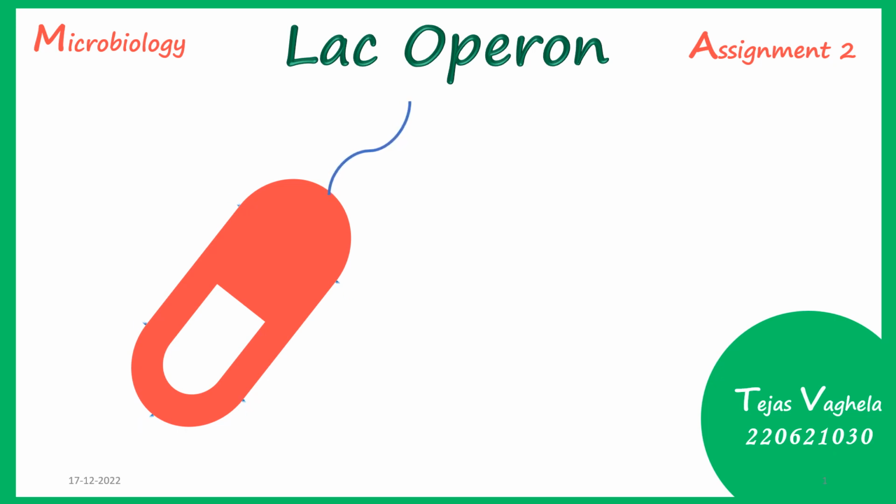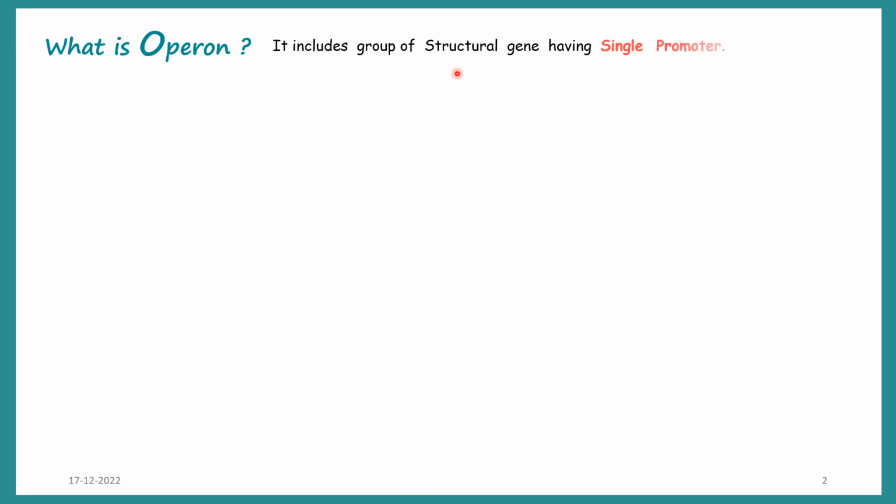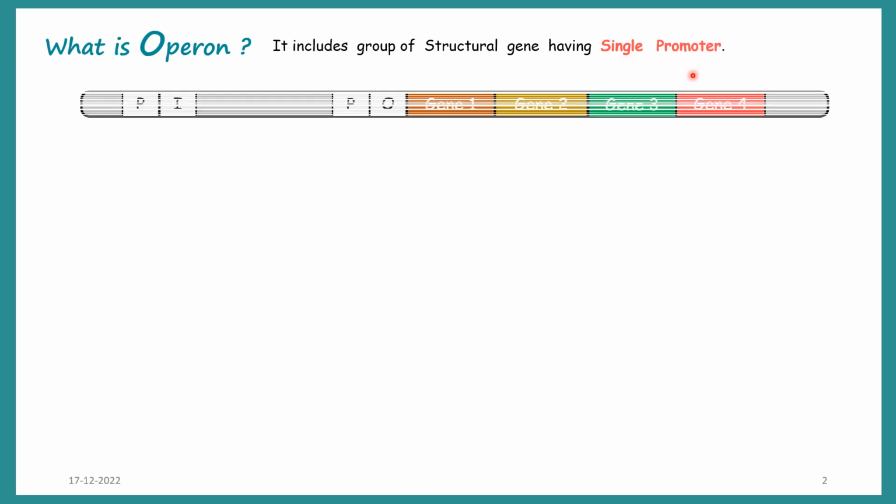So hello everyone, in this video we'll talk about the Lac Operon. So first we discuss what is the operon. So operon is a group of structurally related genes having a single promoter.